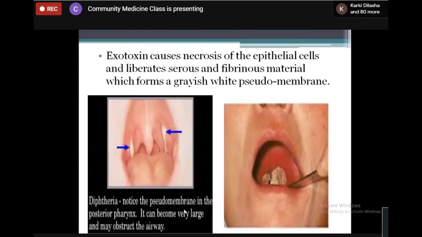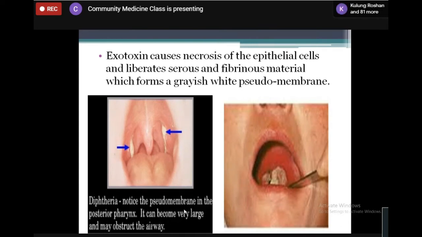So exotoxin causes necrosis of the epithelial cells and liberates serous and fibrinous material which forms a grayish white pseudomembrane. So how is this pseudomembrane formed? This exotoxin produced by Corynebacterium diphtheriae causes necrosis. Necrosis means death of the cells of an organ or tissues.